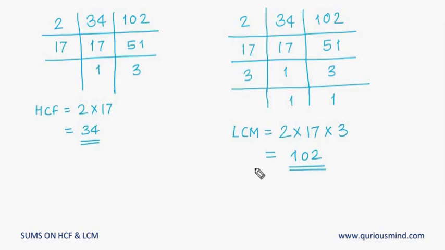Did you observe something? Out of these two numbers, the smaller number is actually the HCF, and the bigger number out of these two is our LCM. We will talk about this scenario in our next video, where we are going to discuss some properties of HCF and LCM.